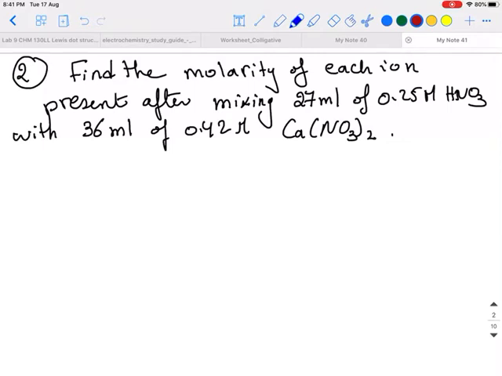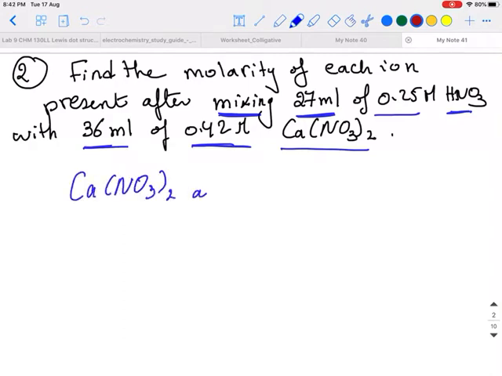Now let us move to the second question. Find the molarity of each ion present after mixing. Here we have mixing HNO3 that has 27 mL and concentration 0.25 molar, and calcium nitrate that has 36 mL and 0.42 molar. When we mix two substances, it's very important for us to know if there will be a reaction or not. Here no reaction occurs. I will prove it for you.